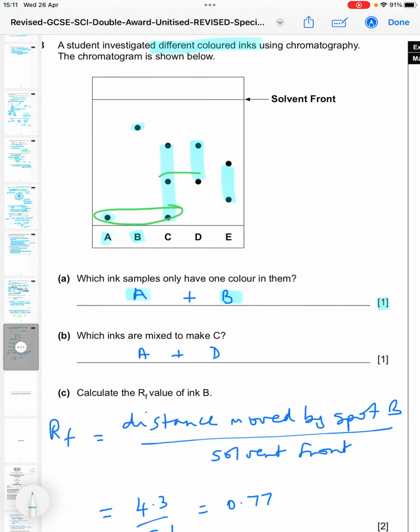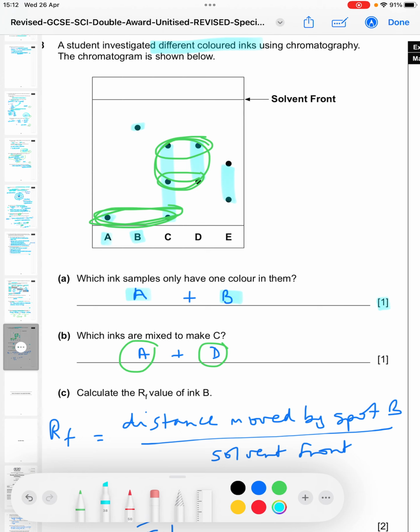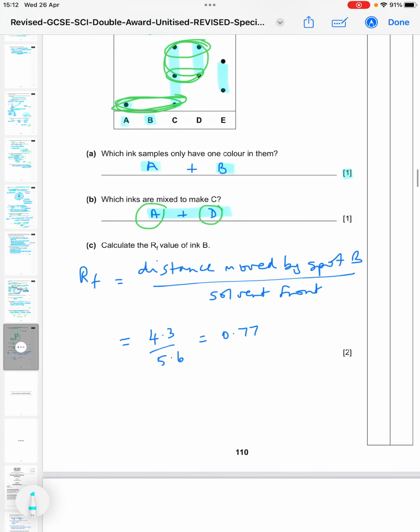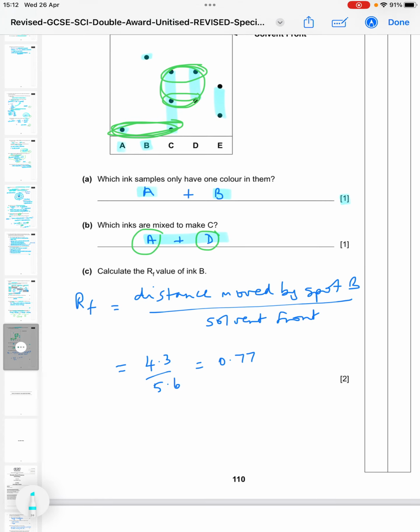Which inks are mixed to make C? So you're looking to see where these spots correspond to with the other inks. So you can see that this bottom spot corresponds to A, and then these other 2 spots both correspond to D. So A and D have been mixed to make C. Then calculate the RF value of ink B. So the RF value is the distance moved by the spot divided by the solvent front. So it's 4.3 divided by 5.6, and you find those just by using a ruler.